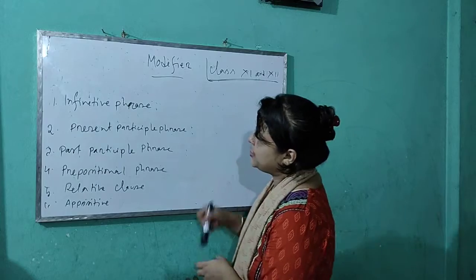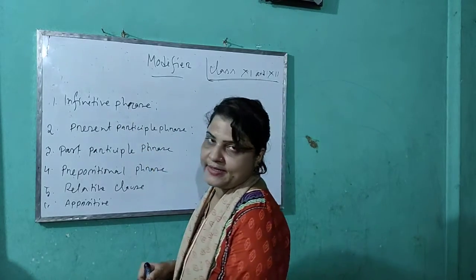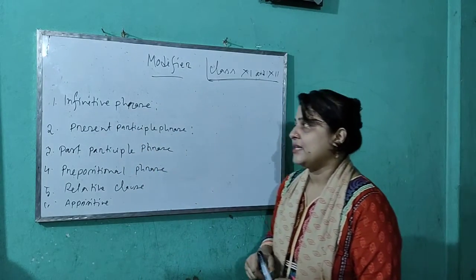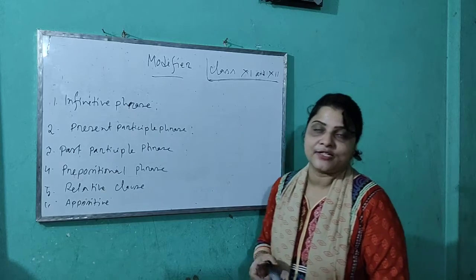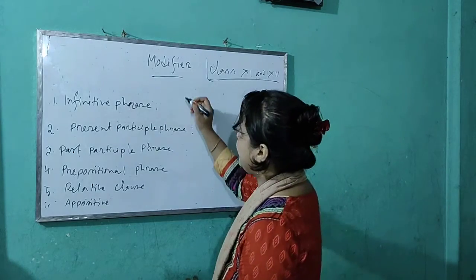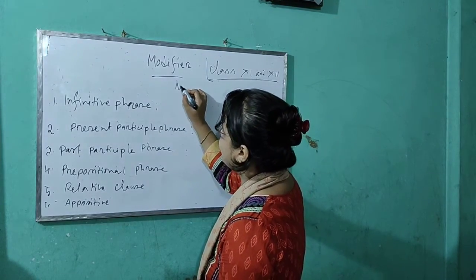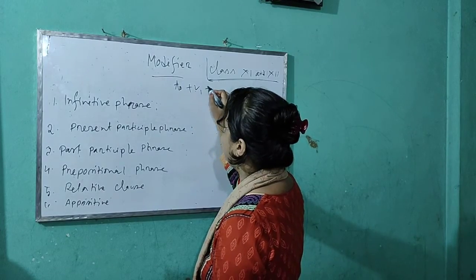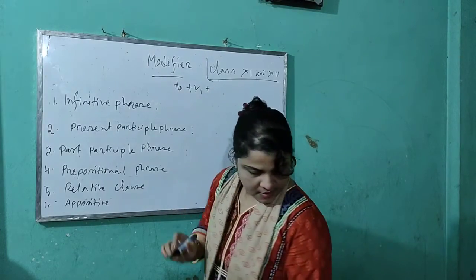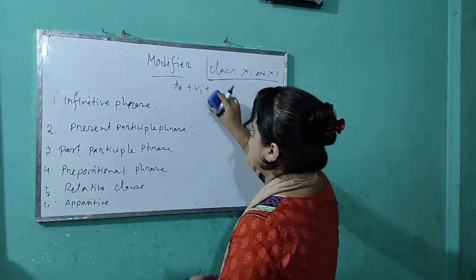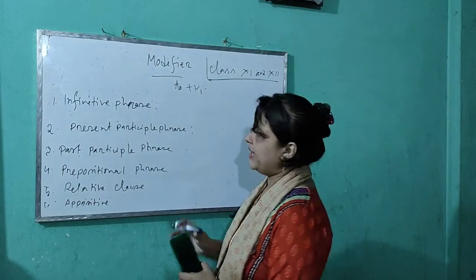First of all, I'm going to discuss infinitive phrase. What is infinitive? In the earlier class, I discussed what an infinitive is. Infinitive means this structure: to plus verb 1. This is the structure of infinitive, to plus verb 1.